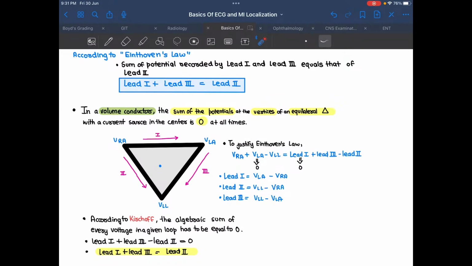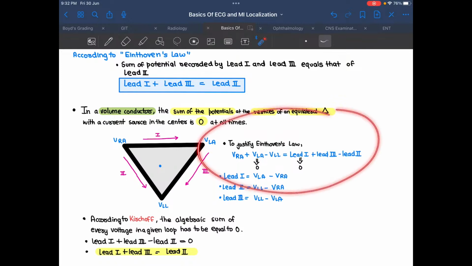The main thing is it's a volume conductor. Our heart and our body is a volume conductor. So the simple physics formula is: if there is a volume conductor and it has a current I in the center, and I'm recording potentials at 3 points of an equilateral triangle with a current in the center, you know what will be the sum if I put together all of these potentials? It's going to be 0. So that is the thing. In a volume conductor, the sum of the potentials at the vertices of an equilateral triangle with a current source in the center is 0 at all times. And this is the basis of Einthoven's law.